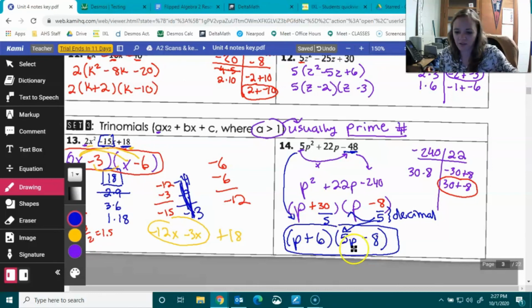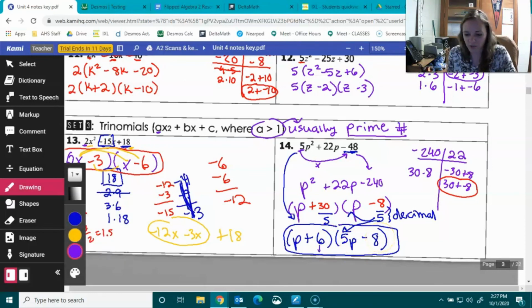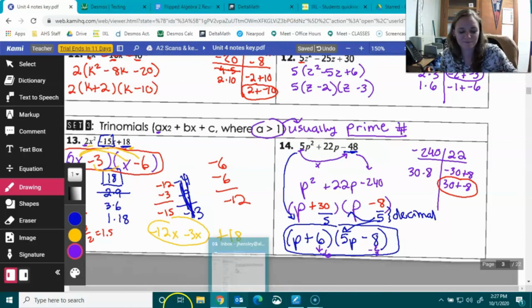Also, don't forget, you're testing this. If you test this in the calculator on your graph, this one should go through negative 6. This one should go through negative 8 over 5, whatever that decimal is. Okay?